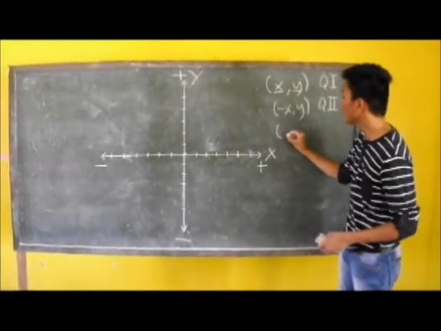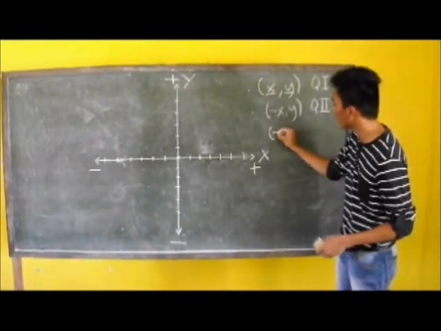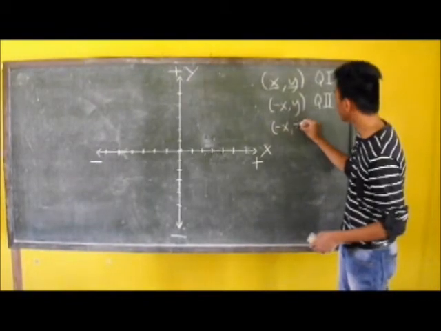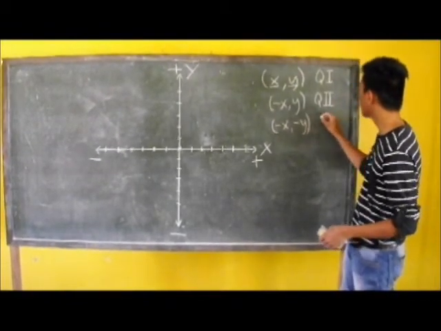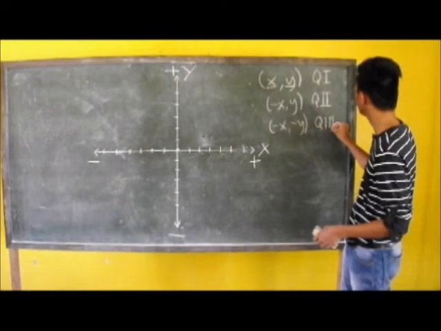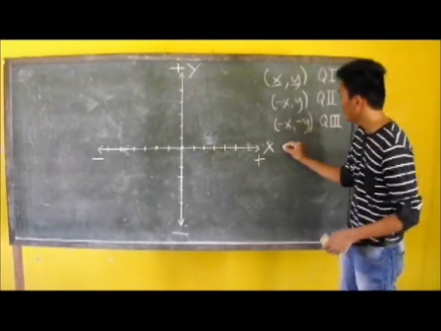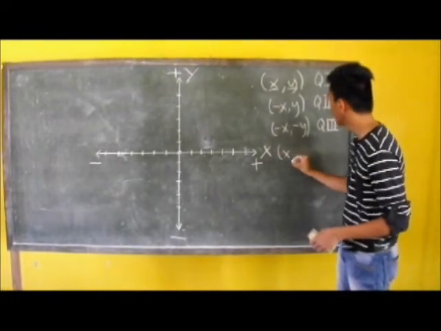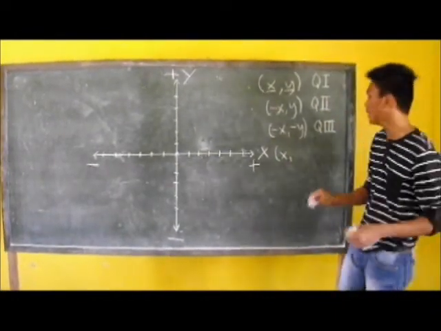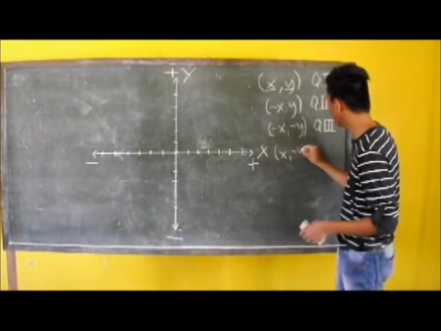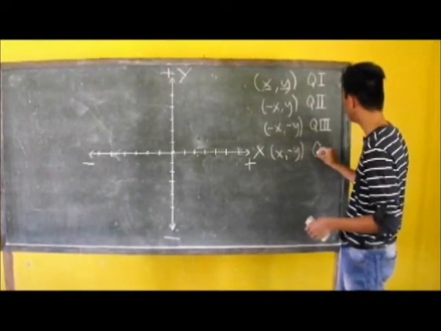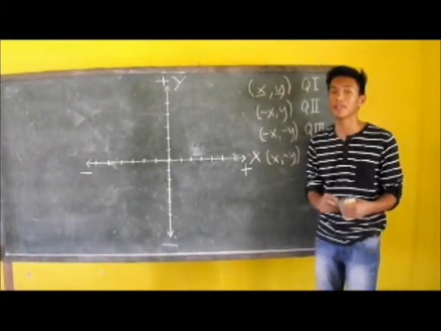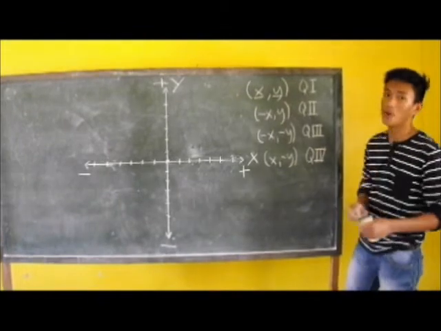And if the value of the x-coordinate is negative and the value of the y-coordinate is negative, the point will lie in quadrant 3. And if the value of the x-coordinate is positive and the value of the y-coordinate is negative, the point will lie in quadrant 4. There you go, the 4 basic patterns of points in the Cartesian coordinate plane.